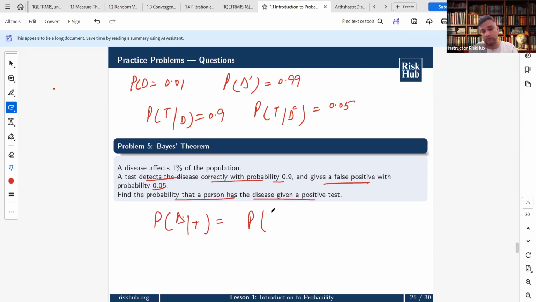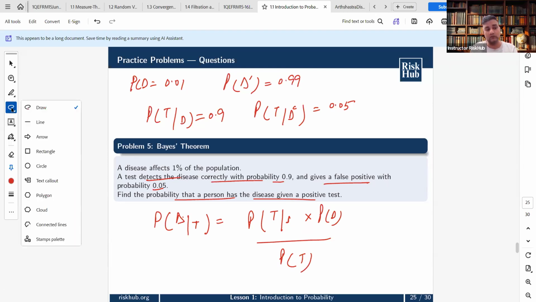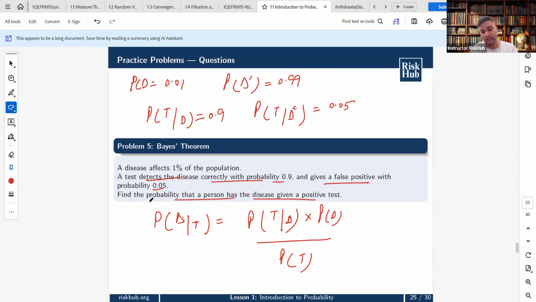So the probability of T given D, into the probability of D, divided by the probability of T. This becomes very interesting, because we have converted something which we did not have into something which we have. This is where Bayes theorem plays a very interesting role.